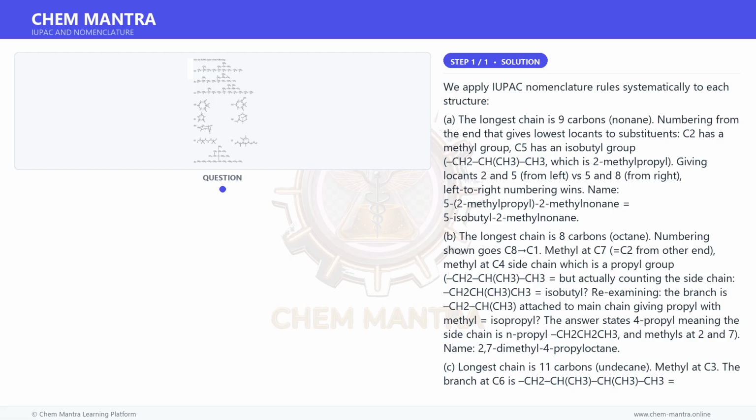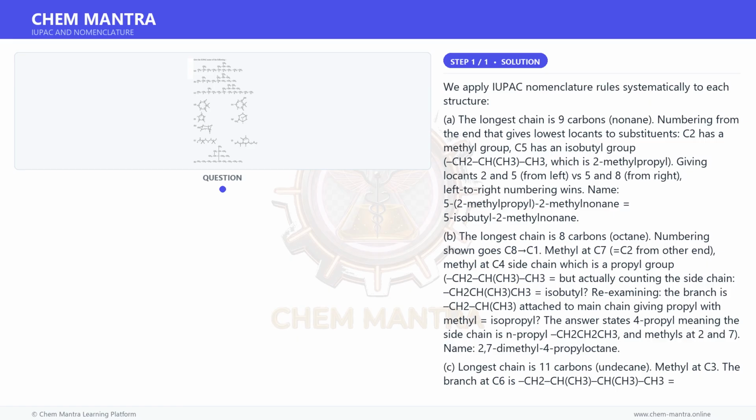We apply IUPAC nomenclature rules systematically to each structure. A. The longest chain is 9 carbons, nonane. Numbering from the end that gives lowest locants to substituents. C2 has a methyl group, C5 has an isobutyl group, CH2CH(CH3)CH3, which is 2-methylpropyl. Giving locants 2 and 5 from left versus 5 and 8 from right, left to right numbering wins. Name: 5-(2-methylpropyl)-2-methylnonane, equal to 5-isobutyl-2-methylnonane.